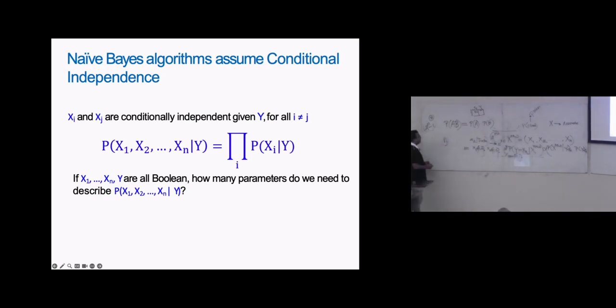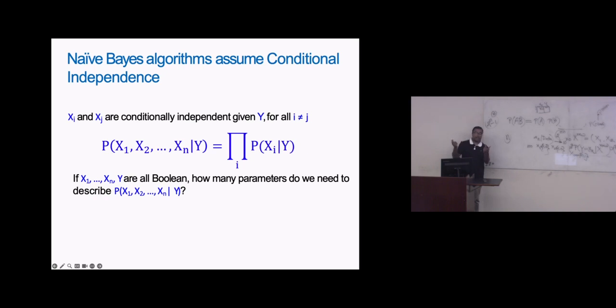So now tell me, if y is a binary random variable, then how many probabilities do you need here and here to learn? Oh, binary, so n plus 1. N plus 1, because then you can do 1 minus that for the other binary value of y.